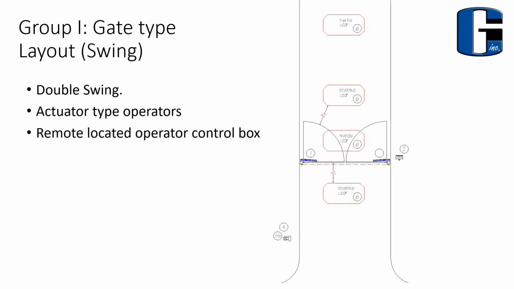In this illustration, just another one of a double swing with linear actuator type operators, more of a residential. I'm also indicating loops here, but since we haven't talked about those, I won't spend too much time on that. One thing about actuator operators is they typically have a remote control panel, as you can see here, and that can be located wherever convenient, on the left side, on the right side. It can be mounted to a fence line or on its own post, or maybe recessed into a block column.